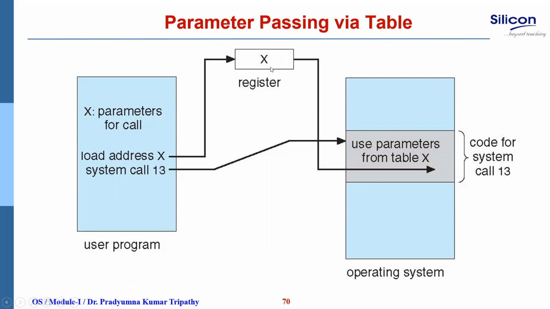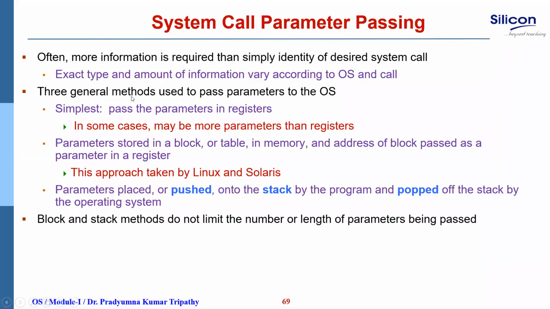Parameters can be passed through registers. The second one, the parameters can be passed through a table or block. Third, we can have a stack: we can implement a stack so that we can push the parameters to the stack, and whenever required we can pop them and use them. So there are three different ways the parameters can be passed to the system call: through registers, through a table or block, and through a stack. Correct? That is written over here.